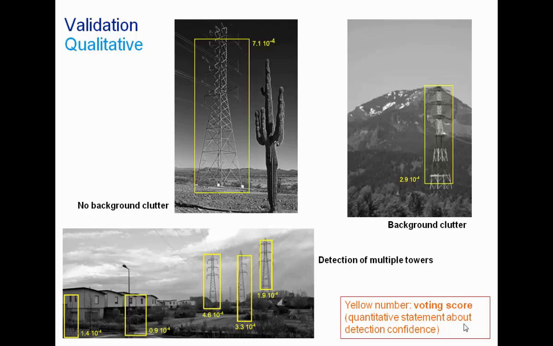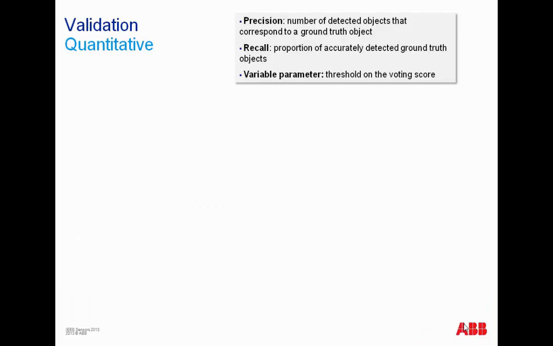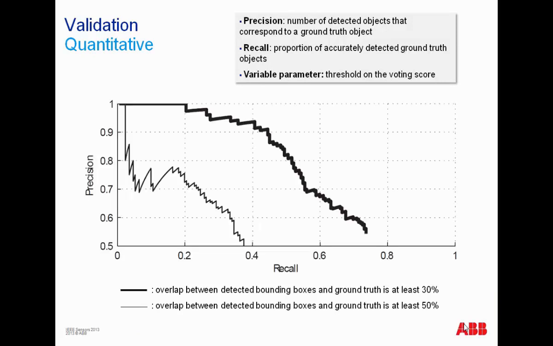Then we did a quantitative validation. It's a precision recall curve. I don't go too much into the details of what this means, but essentially this gives you the true positives, so the objects that have really been detected, and the negatives, so the objects that have been missed. And why a curve? Because you always want to do this over a set of variable parameters. In this case, what we have varied is the threshold on the voting score, which indicates the detection confidence.